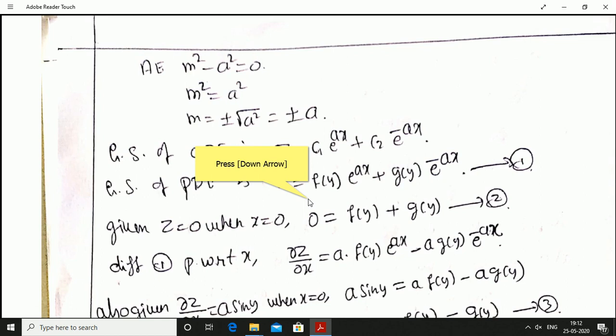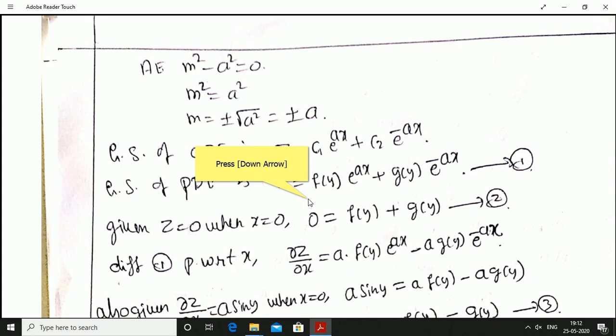Now to apply the second condition, we require the derivative of z with respect to x. Hence differentiate equation 1 partially with respect to x. Del z by del x is equal to f of y constant, e power ax differentiation is a into e power ax, plus g of y constant, e power minus ax differentiation is minus a into e power minus ax.